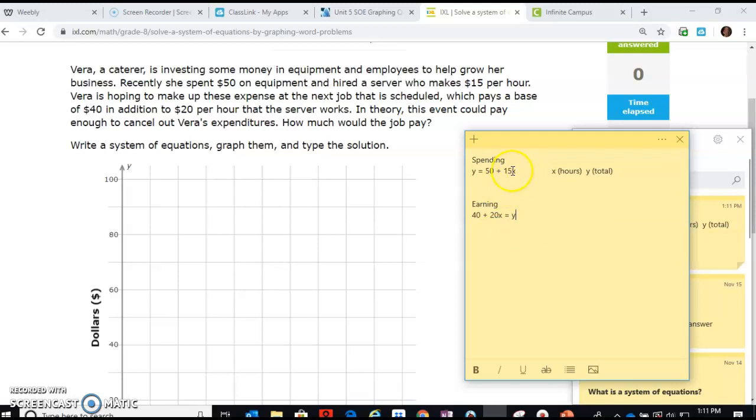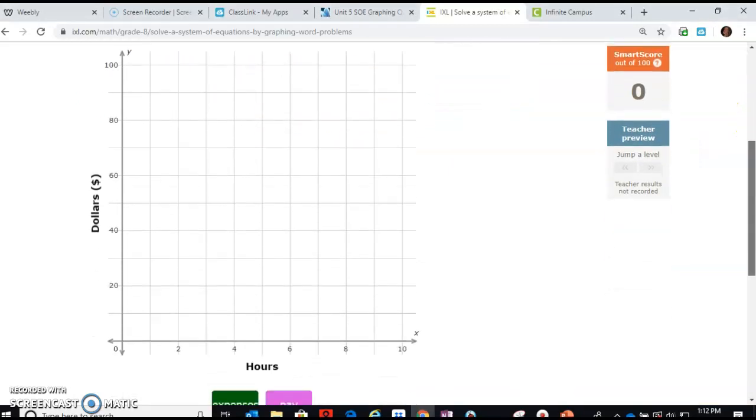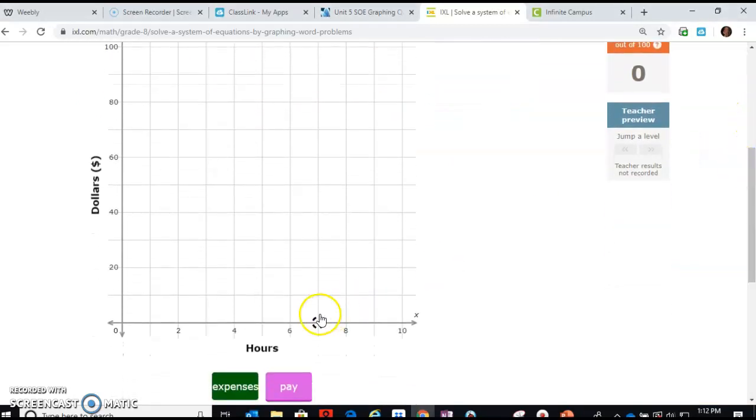So let's take a look at what that looks like on the graph. We want to know, she wants to cancel out her expenditures, which basically means she wants to break even. The amount of money she spends on her business, she needs to make that exact same amount, so that way she breaks even. All right, so we're going to take a look at her expenses first, which is what she's spending. So I'm going to click on expenses.